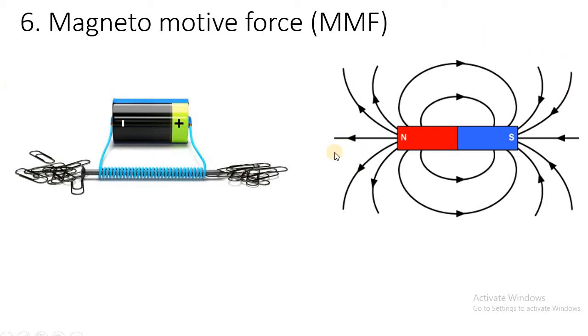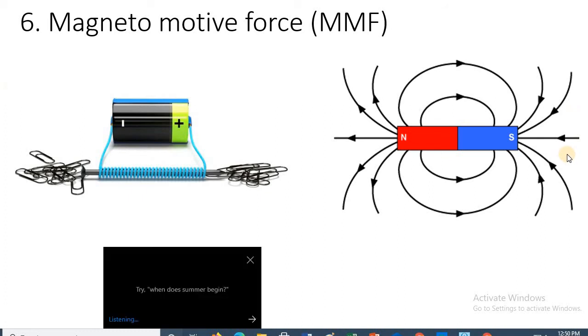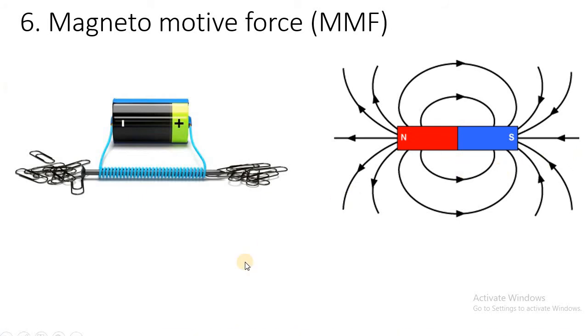When 10 turns were there, say there are 5 magnetic lines. When there are 50 turns, there will be 100 magnetic lines. I will repeat. When there are 10 turns around the nail, it was only giving 5 magnetic lines around the nail. But when I have taken 50 turns, it was giving me 100 magnetic lines. So if the number of magnetic lines increases, obviously the magnetic strength of that magnet will increase. It means we are increasing the magnetomotive force of that magnet.